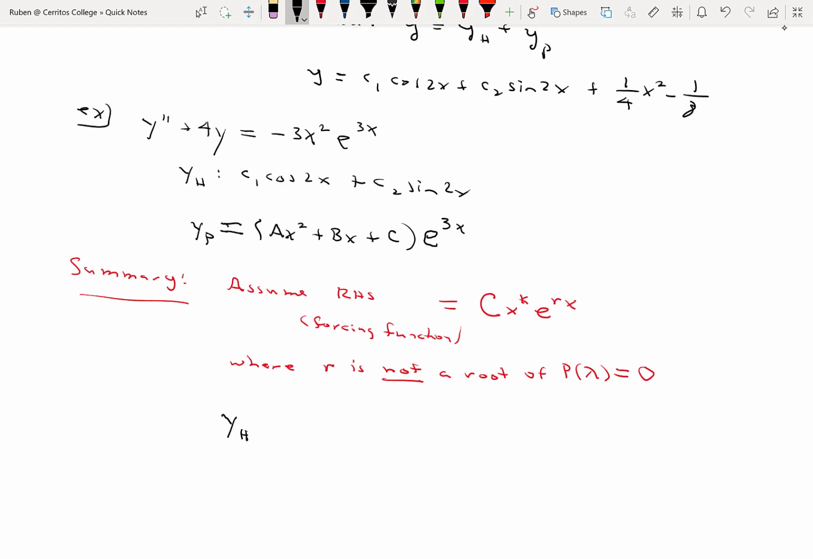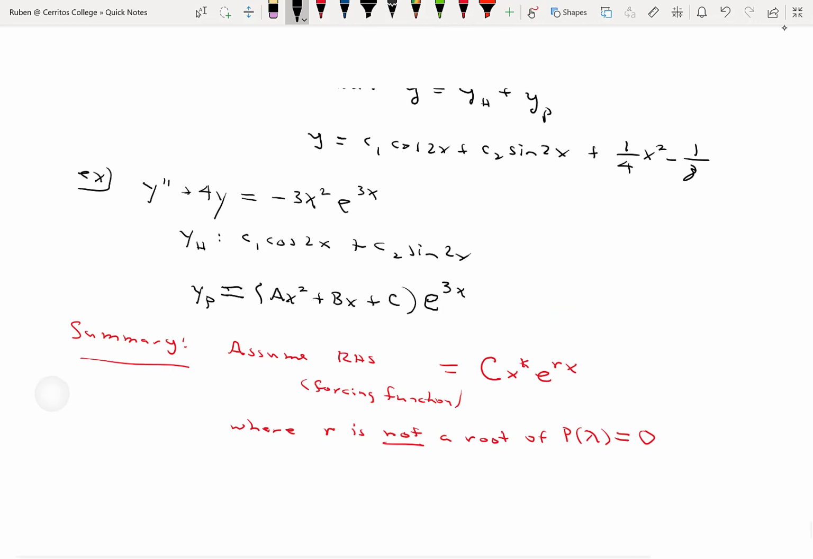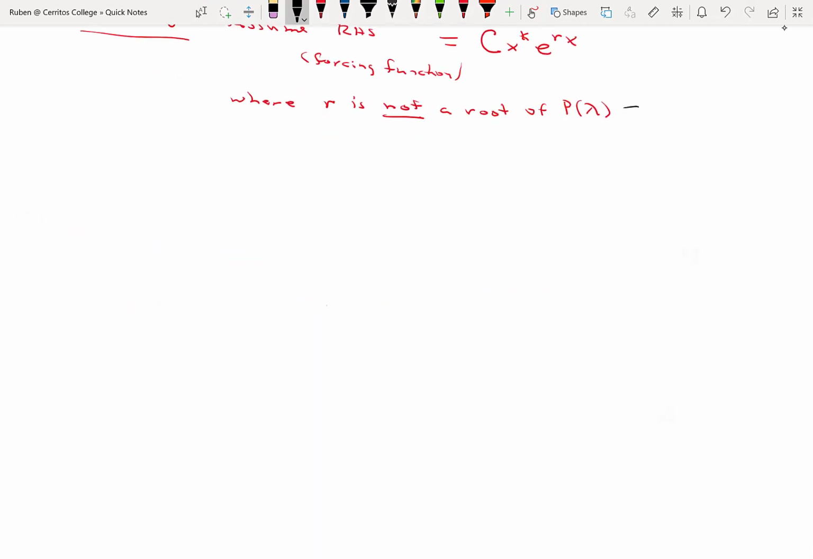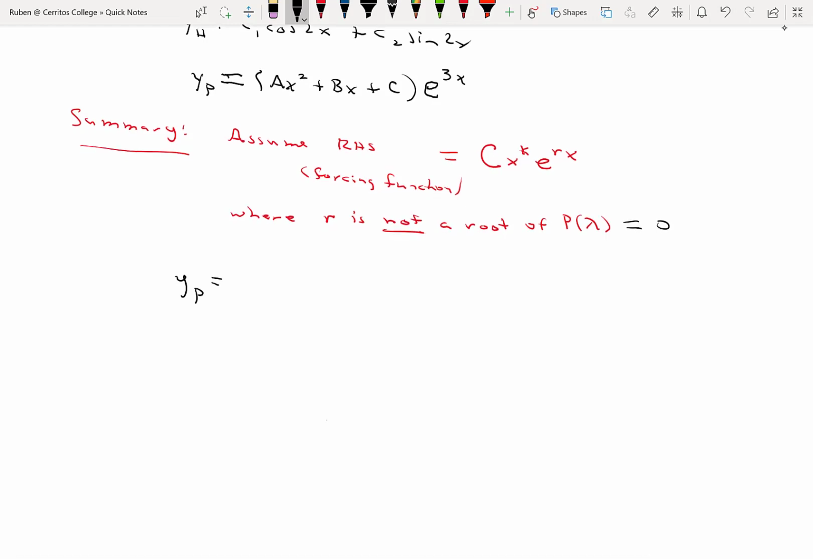The summary says that y sub p, I'm sorry, it's beautiful when you write the right things, but the opposite when you write the wrong things. Give me a second here. Okay, so y sub p then is how we would form y sub p for just the power. That means we would assume some constant times that power plus another constant times the power just before that, all the way down to the constant term. That's what we would assume for y sub p if we just had the power.